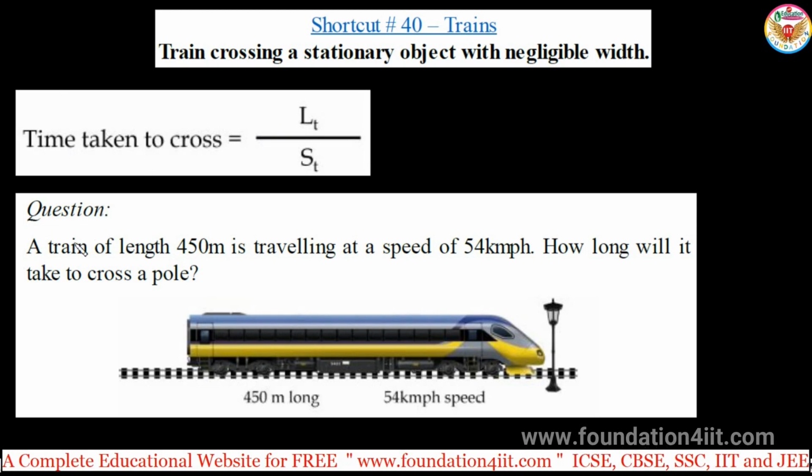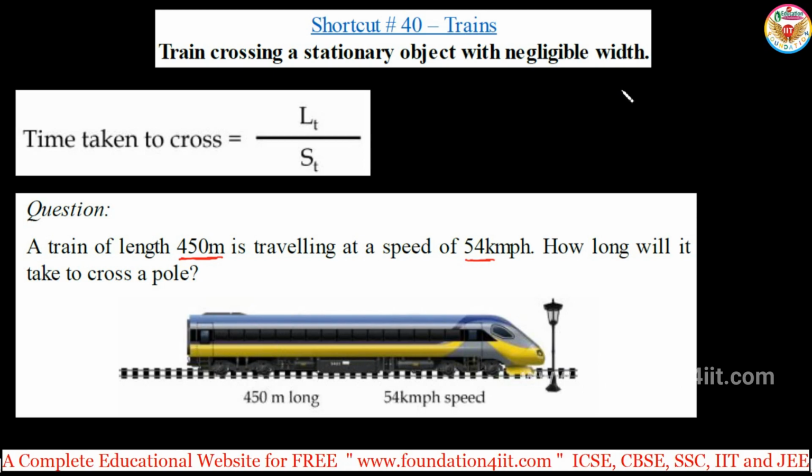If the question is like this: a train of length 450 meters is traveling at a speed of 54 kilometers per hour. How long will it take to cross the pole? To cross the pole means that the complete train should cross it. That means, indirectly, only the length of the train is the distance.